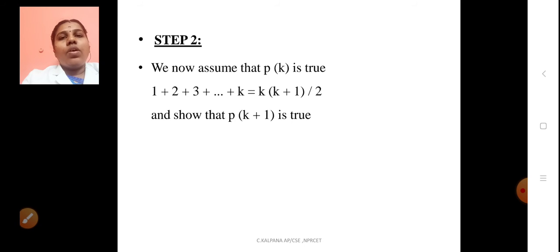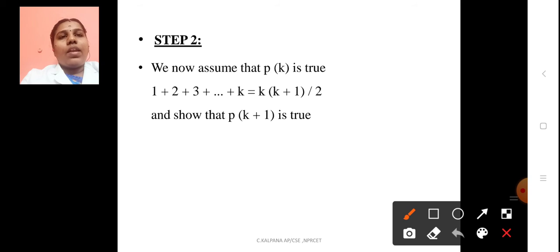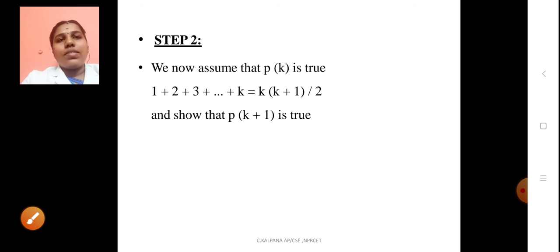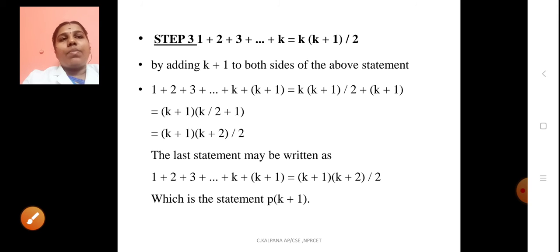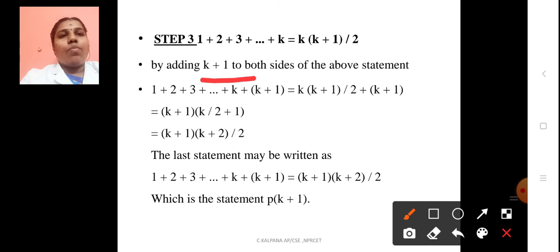In step 2, I am going to substitute n equal to k, and the answer is k into k plus 1 by 2. You have to assume that both LHS and RHS are also true. In step 3, you have to take the condition based on the above statement, that is 1 plus 2 plus 3 up to k equal to k into k plus 1 by 2, adding k plus 1 on both sides.